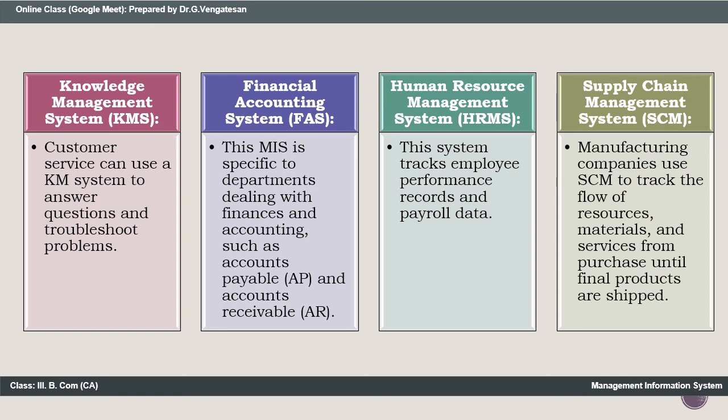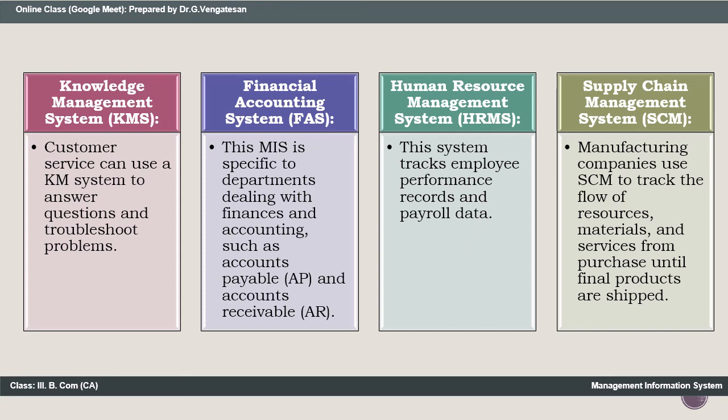And the next one is human resource management system. This system tracks employee performance records and payroll data. This system in the organization is a key trend where each and every employee's performance can be analyzed, and based on the performances, in what way they can be motivated, they can be counseled, and in what way they can be promoted to the next level. Incentives, rewards, salaries, all those things will be processed under payroll data. These types of data are headed under human resource management system.